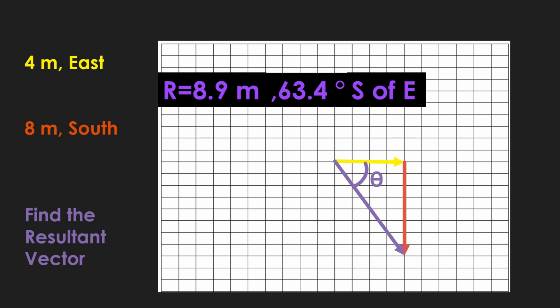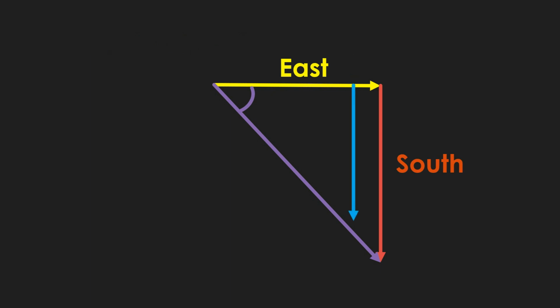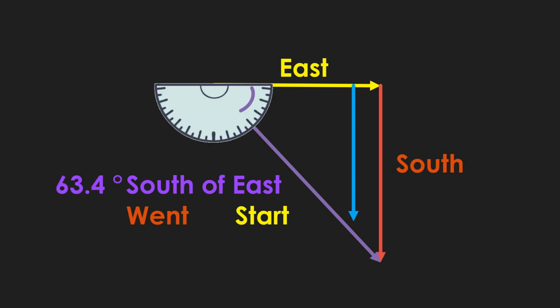I know what you're thinking. Where did I get the south of east? How did we form south of east? Looking at our angle theta, the arc can be thought of as being drawn from the east, then we headed south to reach the resultant vector. That's why it's called south of east. It started from the east, then went to the south to form our angle theta, which measures 63.4 degrees.